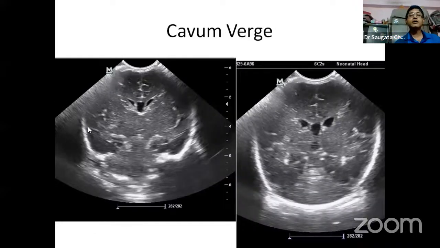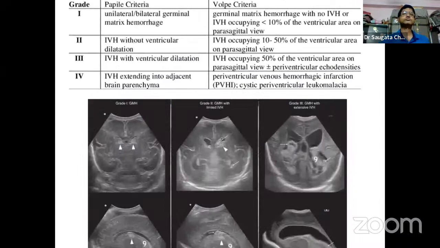This is called cavum vergae. Actually, this is the extension of the cavum septum pellucidum. Sometimes it is seen, not in all babies. This is the extension of the cavum septum pellucidum, and in some views it is seen. And this is called cavum vergae. This is also a normal variation.